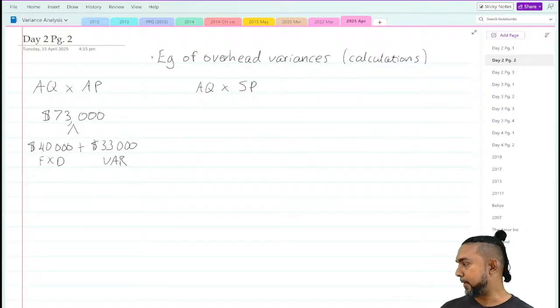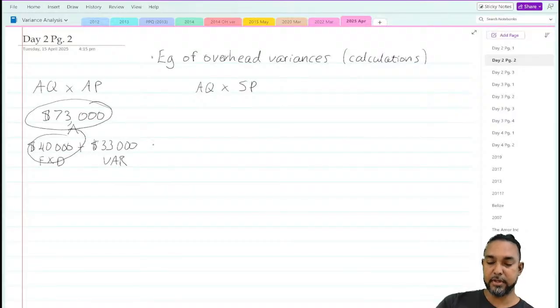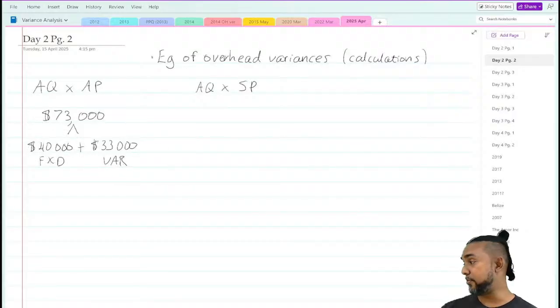All right, ladies and gents in Google Meet, just give me a quick G if you're good with that first stuff I wrote there. How I got the 73, the 40, and then the 33. If you need me to re-explain, it's not a problem. Let me know. Happy to do so.